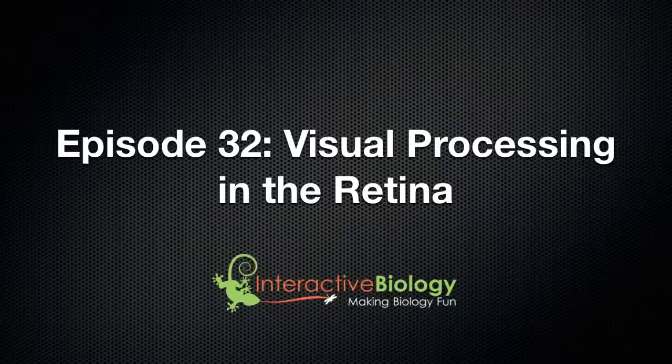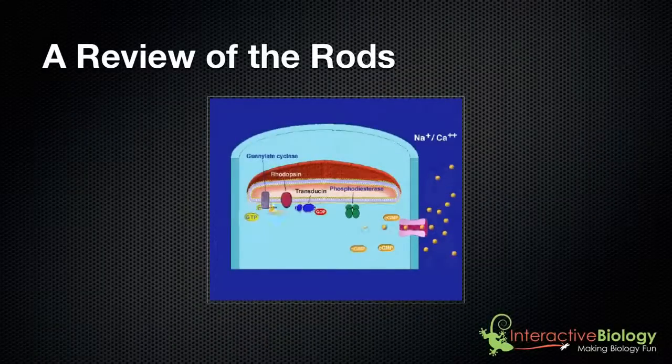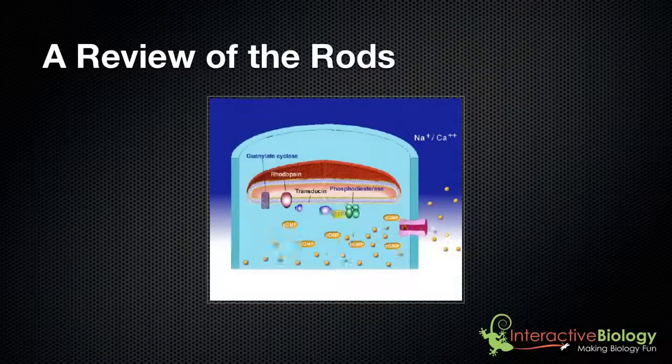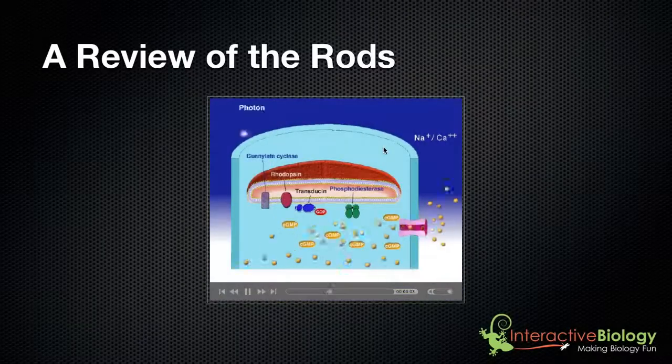My name is Leslie Samuel, and in this episode, episode 32, I'm going to be talking about the visual processing that happens in the retina. Now, we've spoken a little bit about this in the previous episode, and I want to take this to the next step in the process. So, first, we're going to start with this animation that's kind of a review of what we spoke about in episode 31. And there are a few things I'd like to highlight.